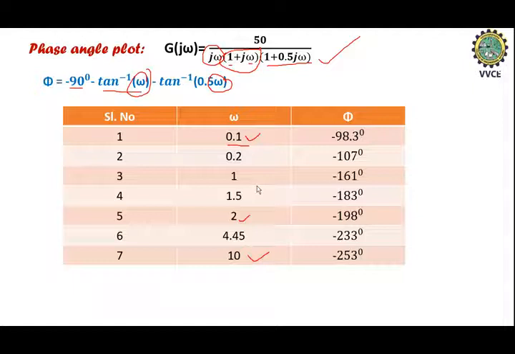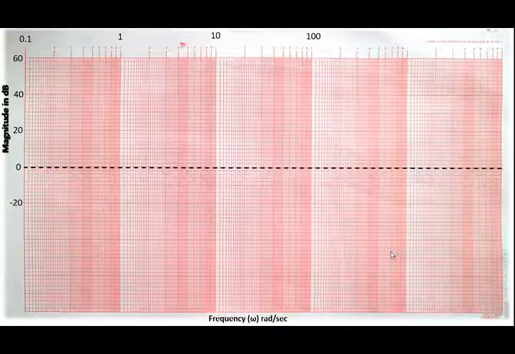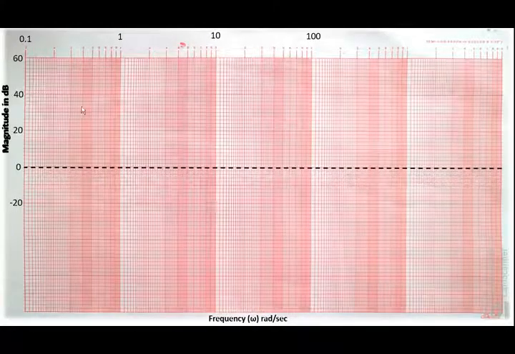Then we'll be getting different values of phase angles. So this is the data required to plot the phase angle plot. This is the semi-log sheet. We already know that the x-axis is non-linear and the y-axis is linear. Here also I am considering 10 divisions as 20 dB.